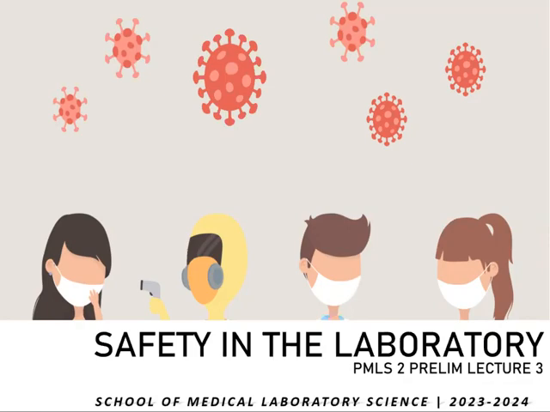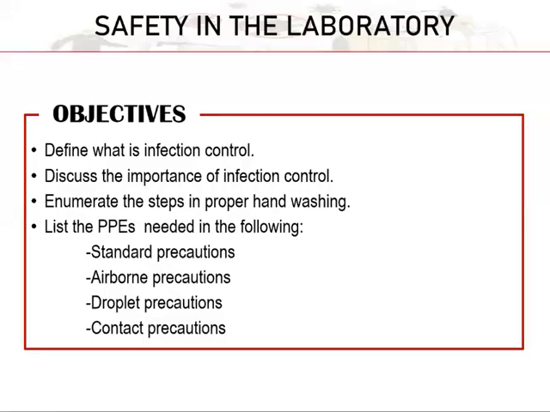So the following are the objectives in this discussion. First, we will be defining infection control, what is the importance of infection control, as well as the chain of infection, what are the different steps in proper hand washing, and the list of the PPEs needed in the following: standard precaution, airborne, droplet, and contact precaution. So some of these topics were already discussed in your laboratory, but we will have a more detailed discussion about the following.